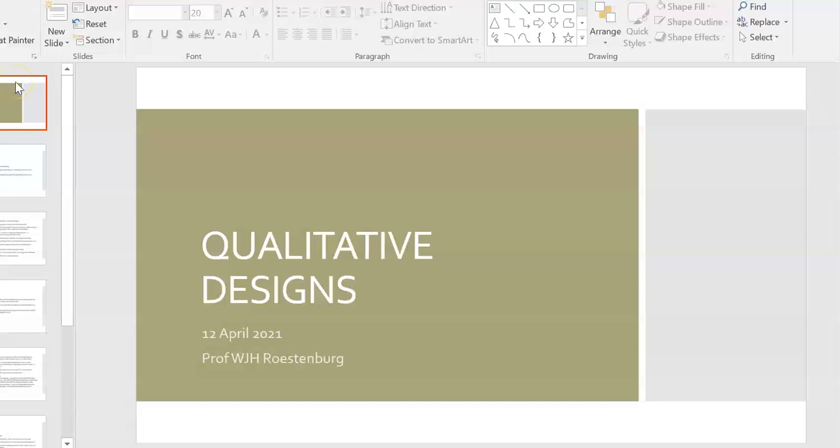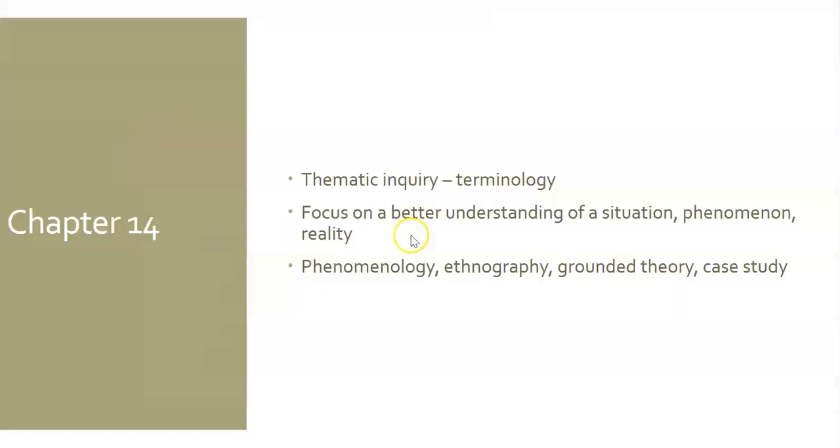Right, so the next lecture is all about qualitative designs in social work research, and it's based on chapters 14 and 15 of the textbook, and it's all about thematic inquiry. That's the terminology being used in this instance.